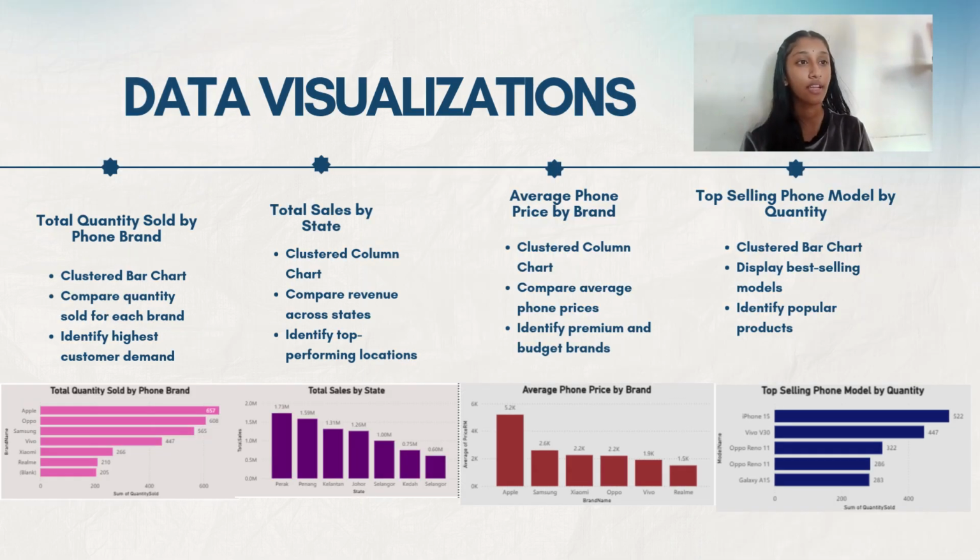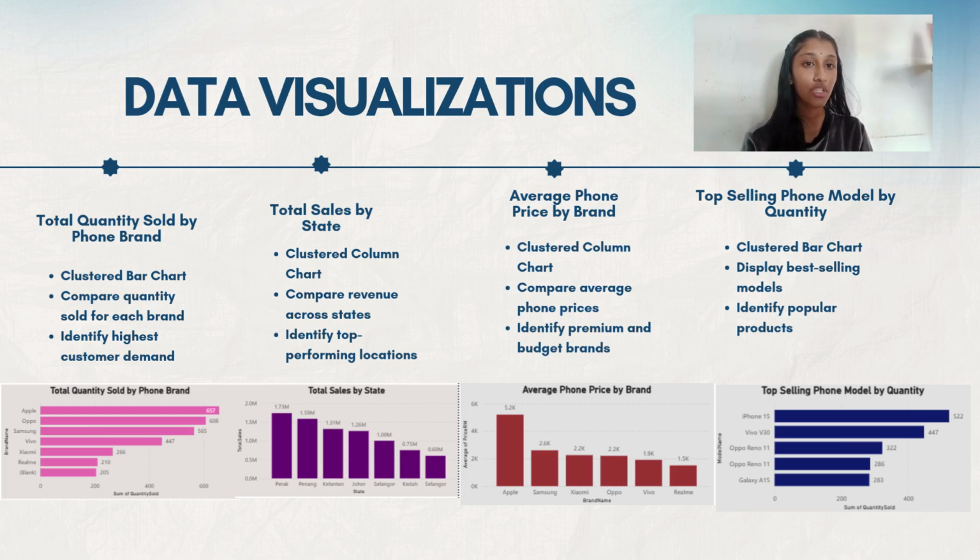Okay, the next is data visualizations. The dashboard contains four main visualizations to analyze phone sales performance effectively. The first visualization is total quantity sold by phone brand, displayed using a clustered bar chart. This chart compares the quantity sold for each phone brand and helps identify which brand has the highest customer demand.